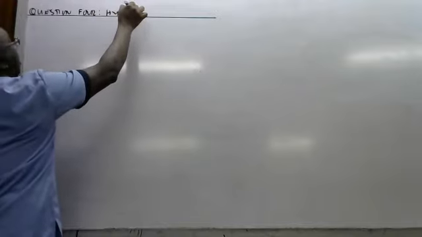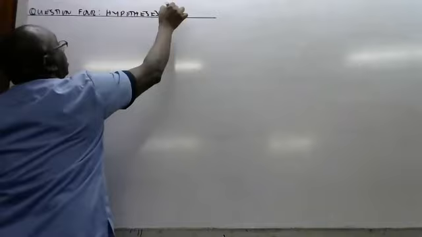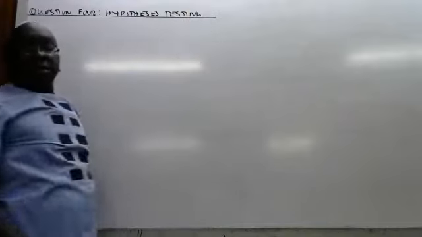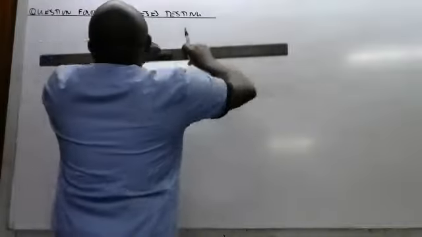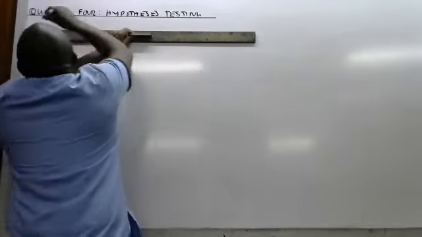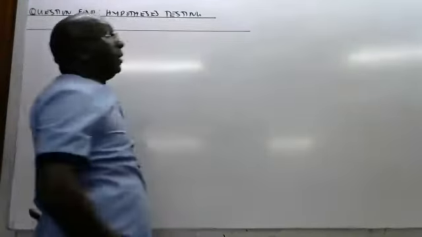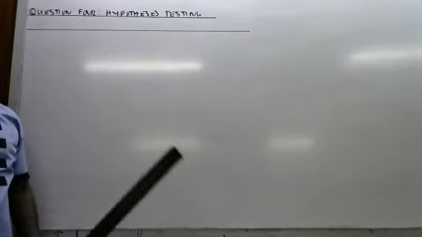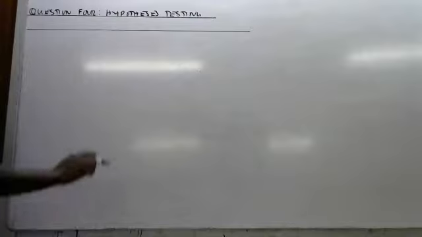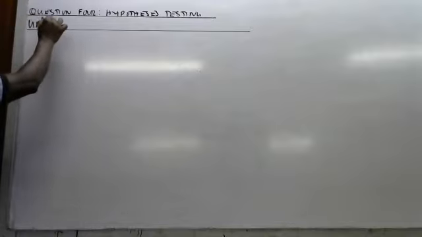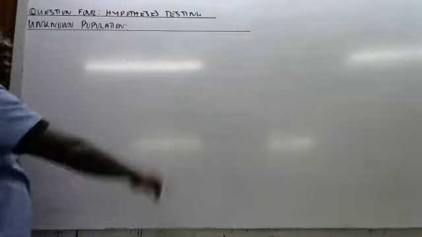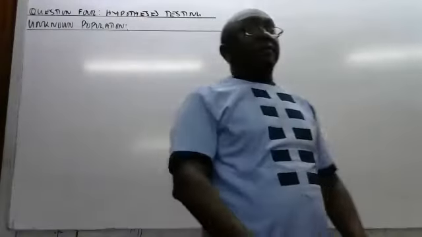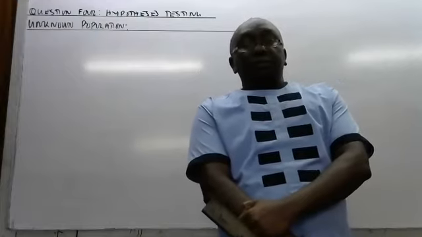Hypothesis testing. So population null or unknown? Null. As long as you cannot see the standard deviation of the population, it is unknown. So it is unknown population. Are we dealing with a mean or a variance or a proportion? Proportion, good.